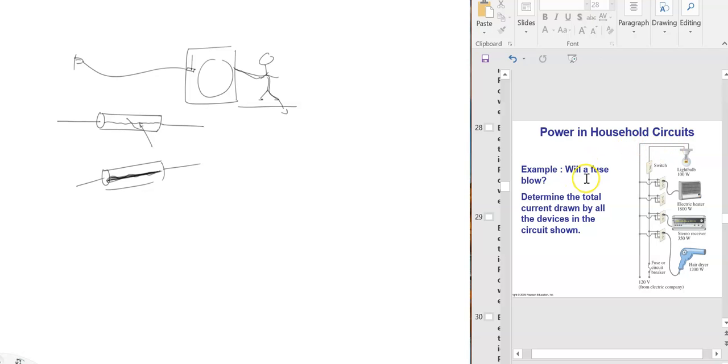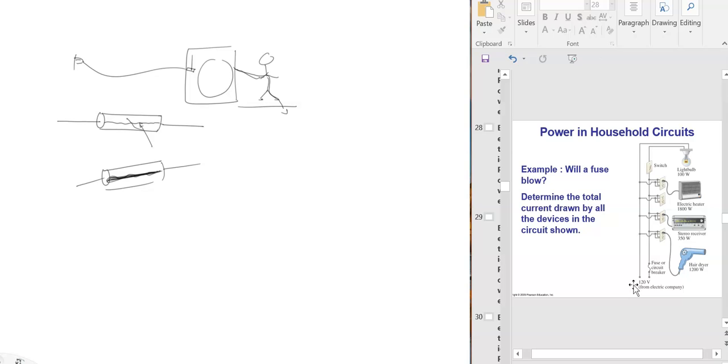Power in household circuit. Will a fuse blow? So, determine the total current drawn by all the devices in the circuit shown. You have a light bulb with 100 watts, a heater with 1800 watts, 350 watts, and a hair dryer with 1200 watts, all connected in parallel to this power line, which has 120 volts. So from the electrical company, the electrical company provides 120 volts.